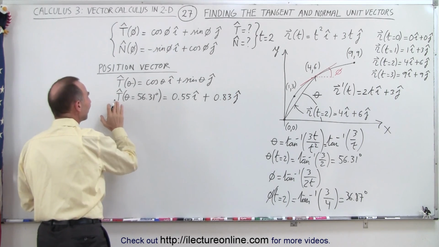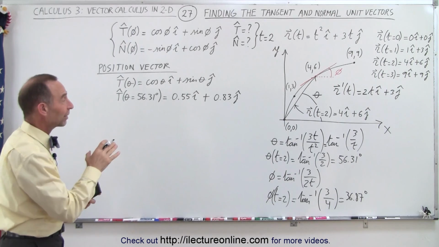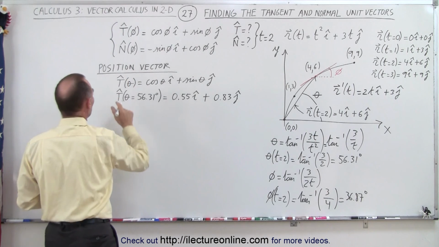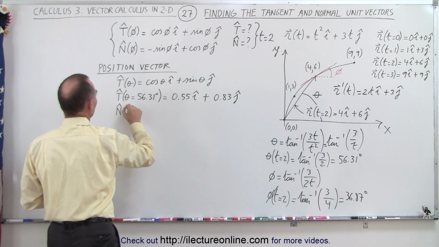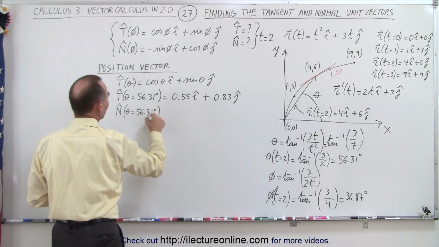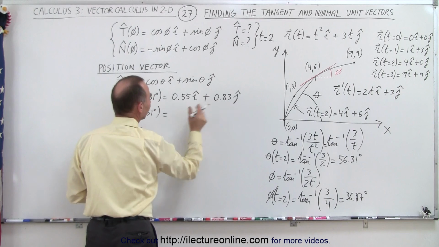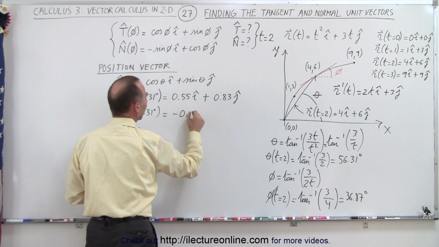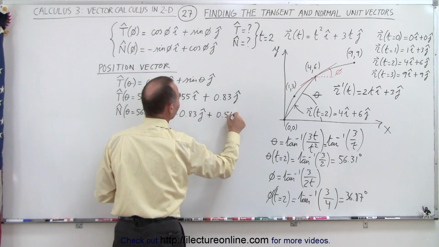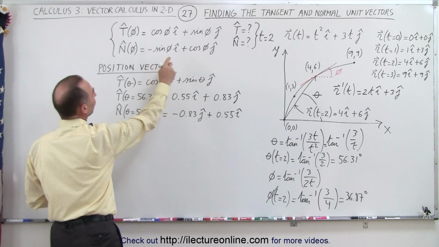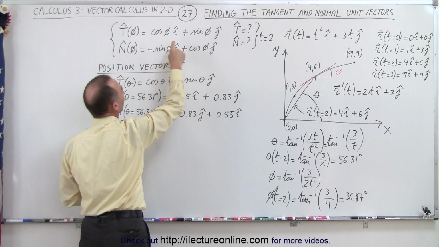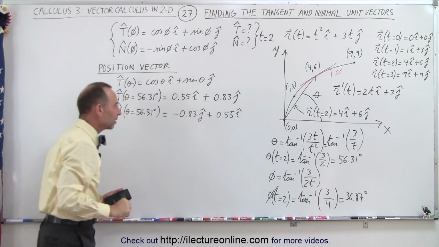So that's the unit tangent vector relative to the position vector, not relative to the curve. And then to find the unit normal vector relative to theta equals 56.31 degrees, we take the negative of this value right here, negative 0.83, and put the positive value over here, 0.55i. So notice the switch: we take the negative value and make that the x component, the i component. We take this value and make that the j component.